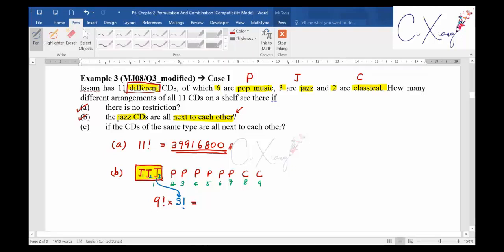Why multiply? Because only then is it the complete original 11 CDs that I have. If you only have 9 factorial, that means you only consider the 9 items here. I have to consider everything complete, so you have to multiply with 3 factorial. If you didn't make any careless mistake, you should get 2177280, or you can change it to 3 significant figures, 218000.